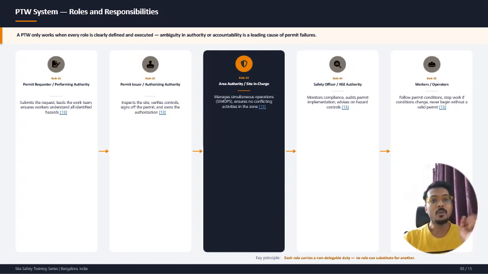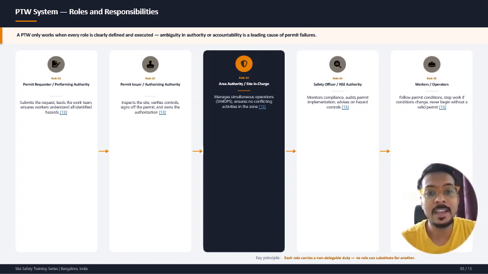The most important thing is the roles and responsibilities in the permit to work. The permit works only when every role is clearly defined and executed. Ambiguity in authority and accountability is a leading cause of permit failure. So you can see that role 3 is the area or site in charge.